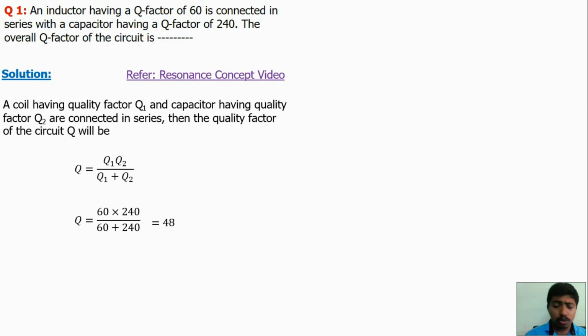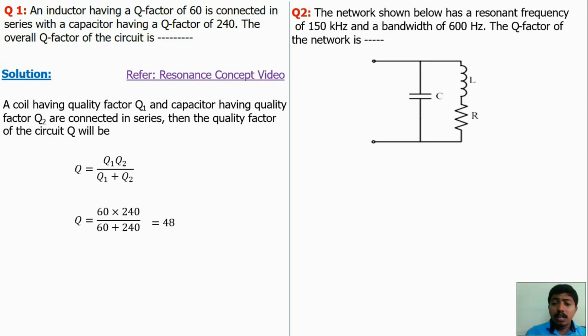Next, the second question. The objective of the question is to find the quality factor of the network. Here the resonance frequency is given as 150 kHz and the bandwidth is given as 600 Hz. We already discussed the resonance concepts video for series resonance and parallel resonance. We know the relations between quality factor, resonance frequency, and bandwidth for series resonance circuits and parallel resonance circuits.